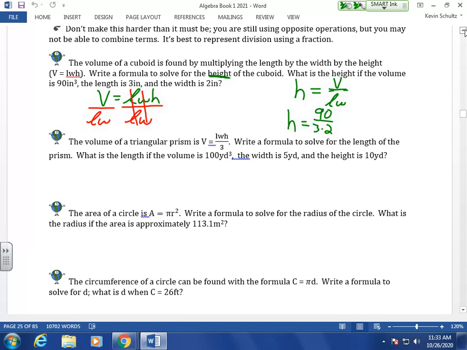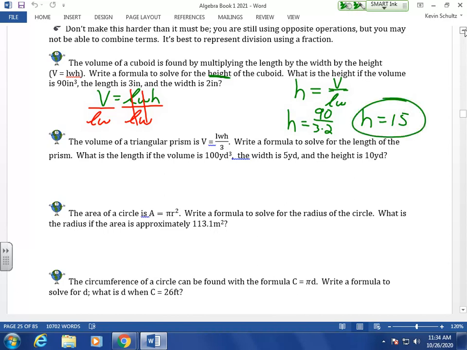And what do we get? Length times width, 3 times 2. Oh, sorry. What do we end up with for the height? 15. 90 divided by 6, the height is 15.